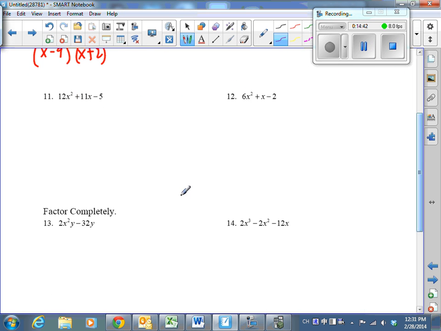Number 11 now has a leading coefficient of 12. The story will change here. With the leading coefficient, the last number is not alone anymore. To get the product, it will be 12 times -5. You got to multiply. You first do AC, which is -60. That's the product.